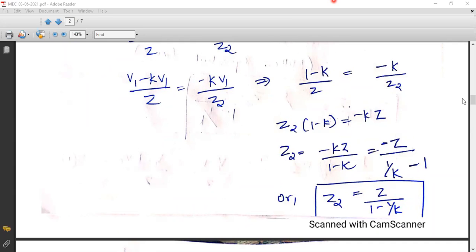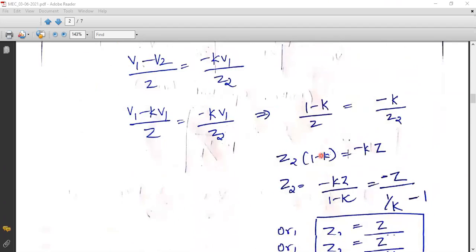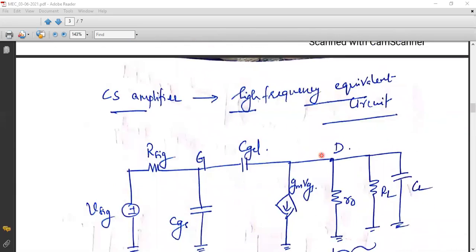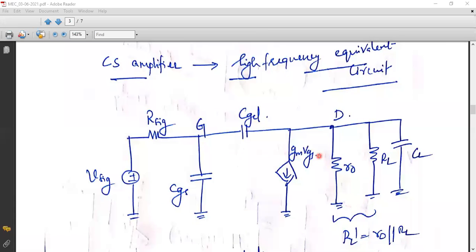So as per the Miller equivalent circuit, now you have replaced your bridge capacitance Z into the two distinct capacitances Z1 and Z2, whose values are Z divided by 1 minus k and Z divided by 1 minus 1 by k respectively. So these two outcomes we are going to apply in our conventional high frequency equivalent circuit, and we will get a new equivalent circuit which is called the Miller equivalent circuit, and from there we are going to calculate the time constant and cutoff frequency in a very simple way.